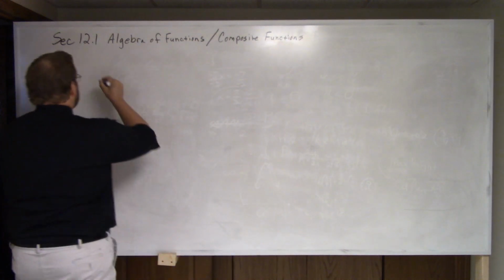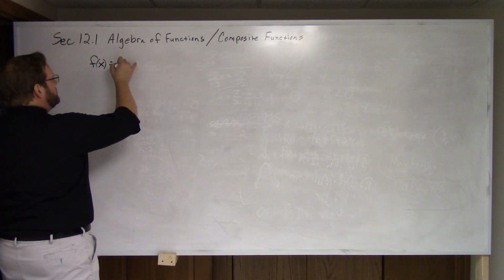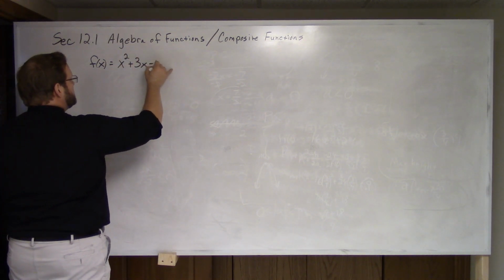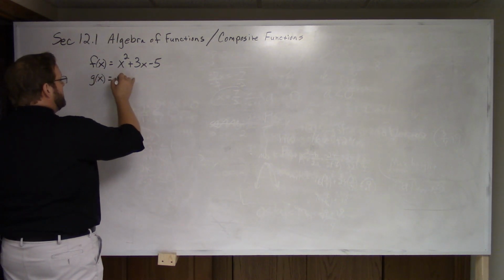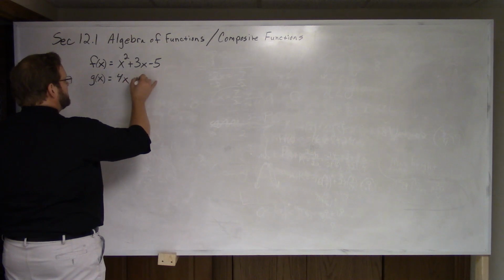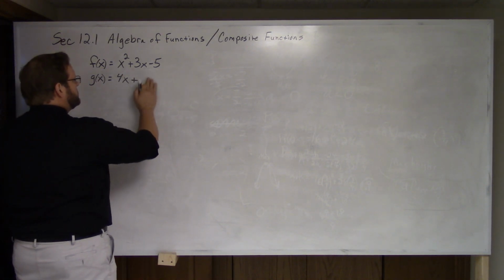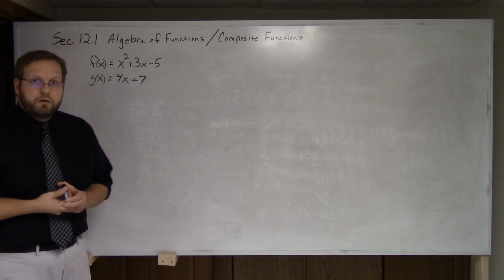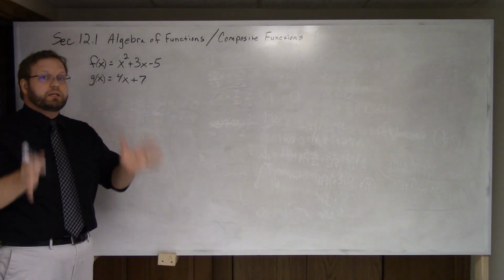So let's say we have a function f of x equals x squared plus 3x minus 5 and g of x equals 4x plus 3. Okay? Well, let's use something different so you don't have the two 3's there. Let's say 4x plus 7. Now those are just two given functions. You don't have to worry about where they're coming from. They're just given to you.